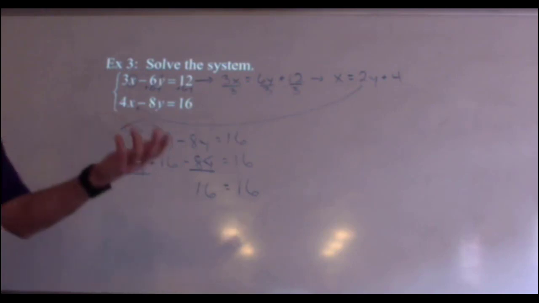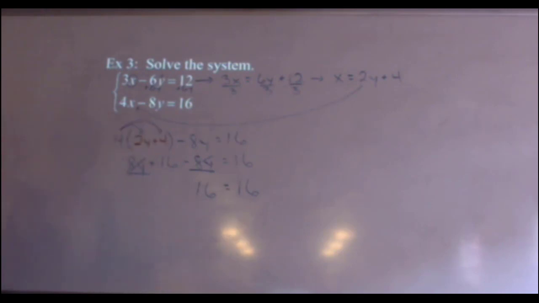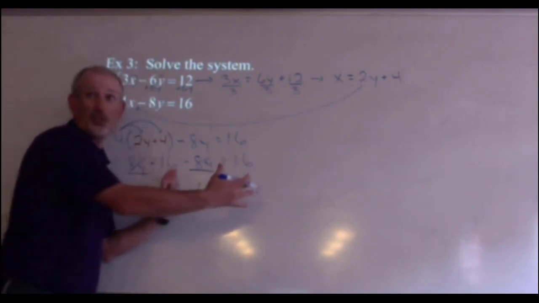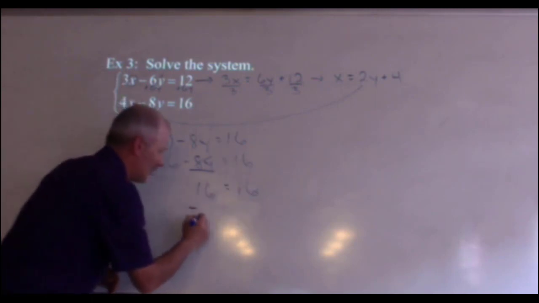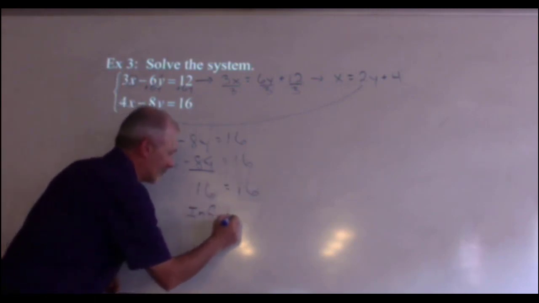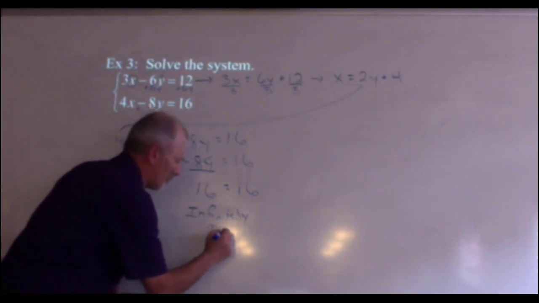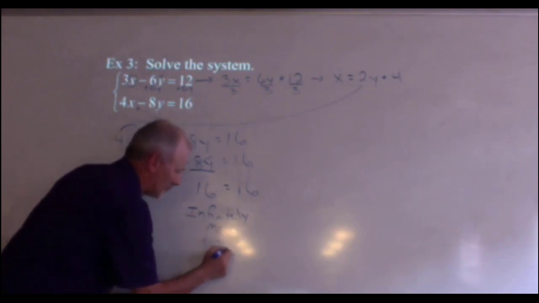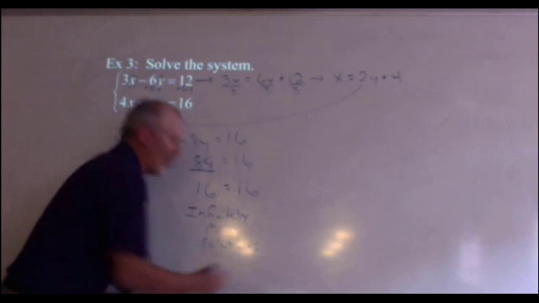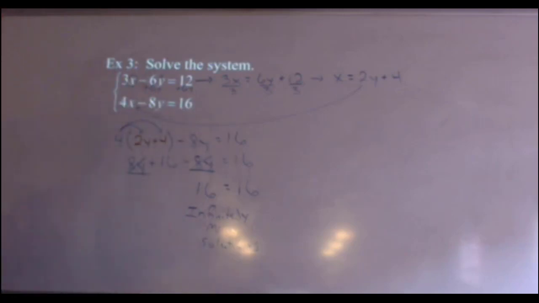So just like the other one, 0 equals 29, we couldn't make that true. 16 equals 16, we can't make that false because all the variables are gone. So this is a case where you have a true statement. This is infinitely many solutions. And again, graphically, what does that look like? What it looks like is these two equations are actually the same line. So they're two lines that coincide completely with each other.